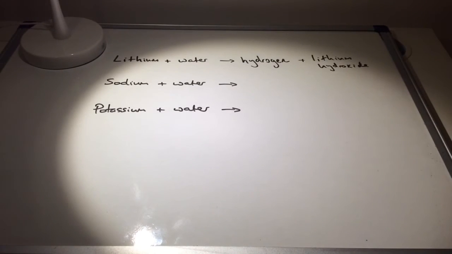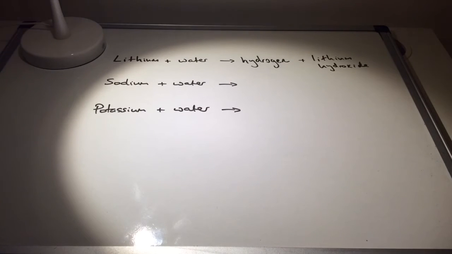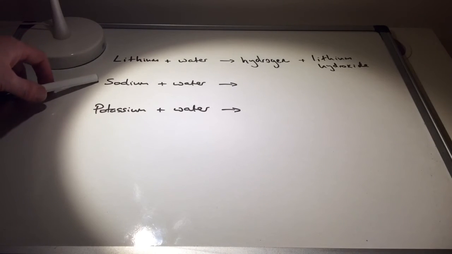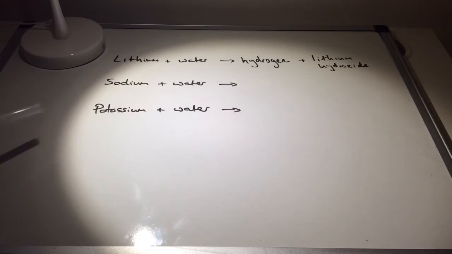Now remember, this is not just a table of elements we're talking about in the video, it's a periodic table of elements. Lithium, sodium and potassium are all in the same group in the periodic table, they're all in group 1. So can we work out what sodium and water would make? What would potassium and water make? So if you have a think about that, and then I'll show you the answer.